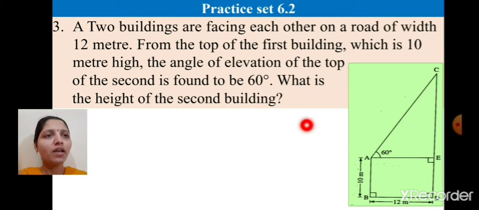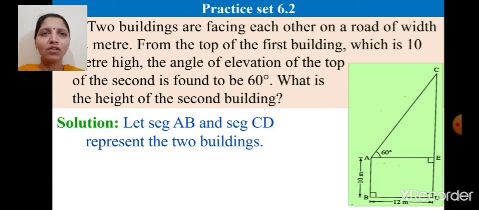Okay. Now the height of the first building is 10 meters. That also you have to mention. Now what is the height of the second building? So the length of CD you have to find out. Okay, so whatever you have mentioned here, you have to write down.